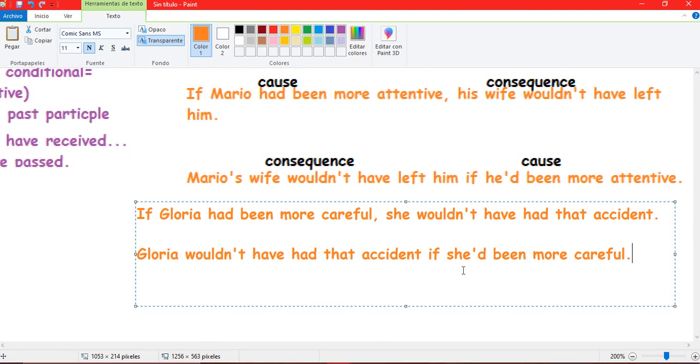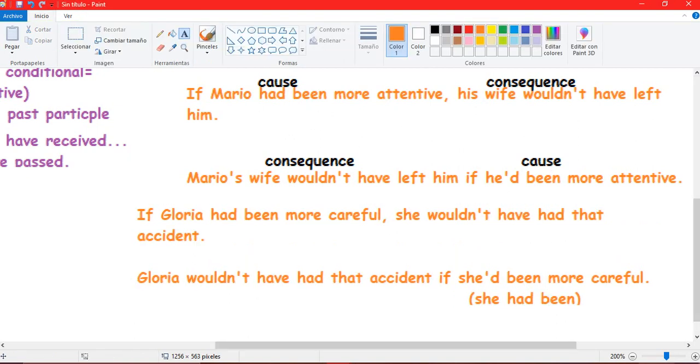Remember that she'd been on this occasion, she'd is the contraction of the past perfect, so she had been, or she'd been. So this is the other specification of the third conditional. You can change the order of the two sentences, but the meaning is the same.